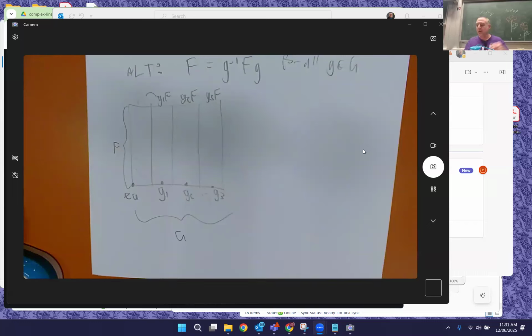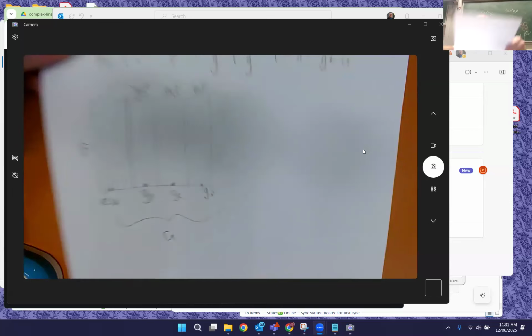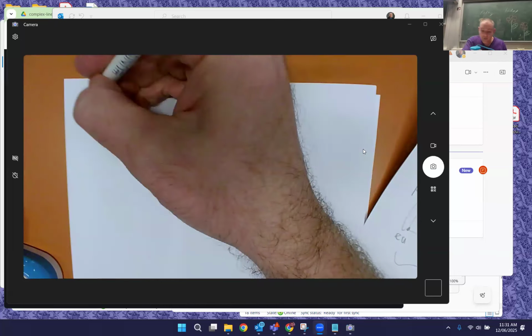And then the isomorphism theorem, we're nearly there. The isomorphism theorem says, and what does it say? I'm going to read it from the textbook. The first isomorphism theorem.